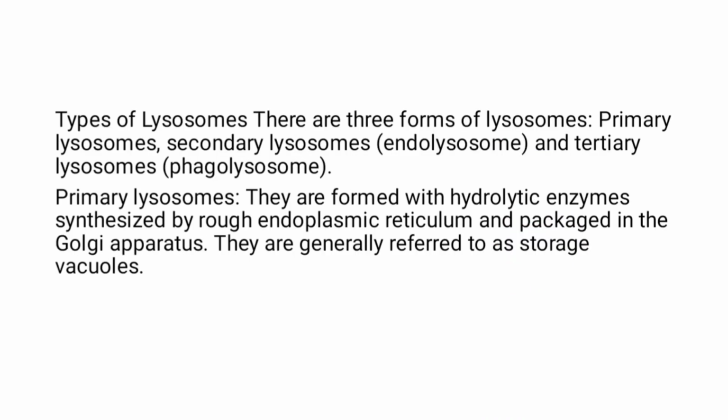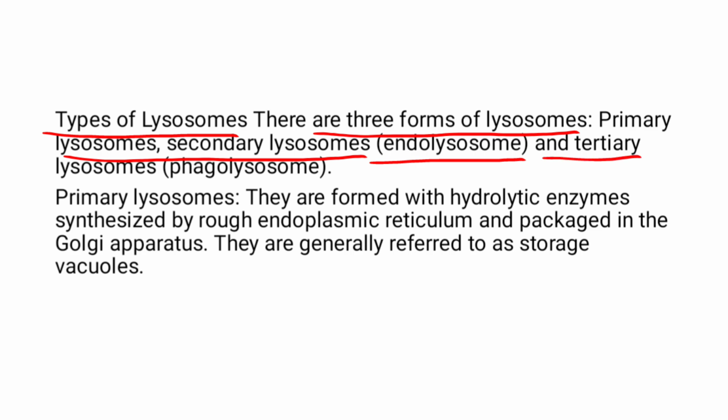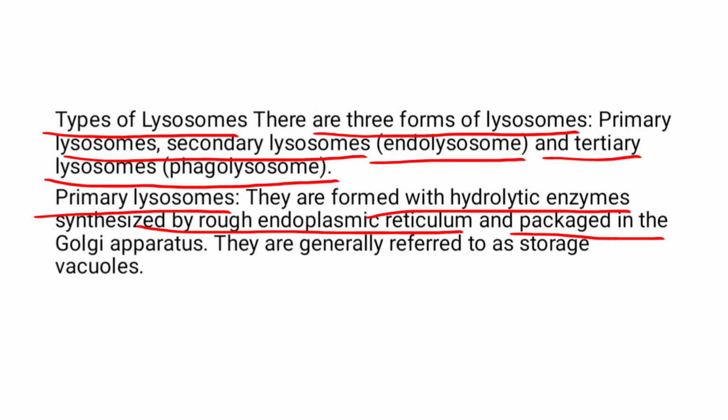There are different types of lysosomes. There are three forms of lysosomes, that is primary lysosomes, secondary lysosomes, which are also called endolysosomes, and tertiary lysosomes, which are called phagolysosomes. Primary lysosomes are formed with hydrolytic enzymes synthesized by rough endoplasmic reticulum and packaged in the Golgi apparatus. They are generally referred to as storage vacuoles.